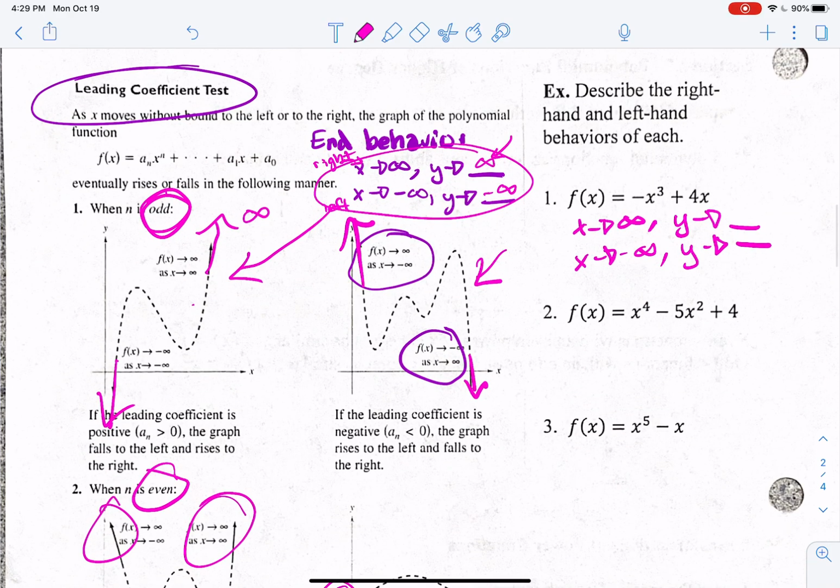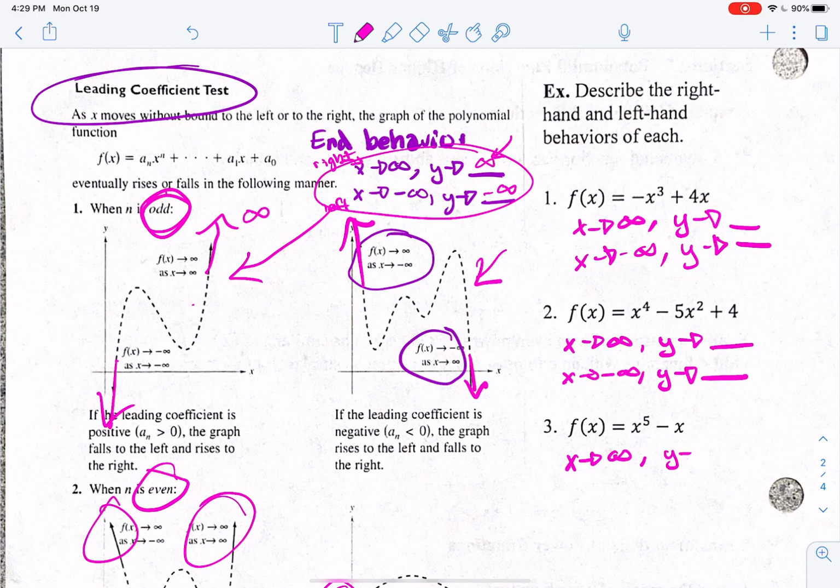Okay. X goes toward infinity, y is going towards blank. X goes toward negative infinity, y is... I'm just filling this out for all three of them so that we can go back and fill the blank in here in just a minute.